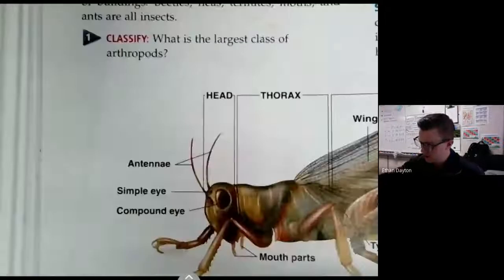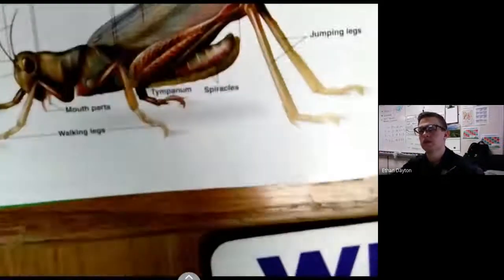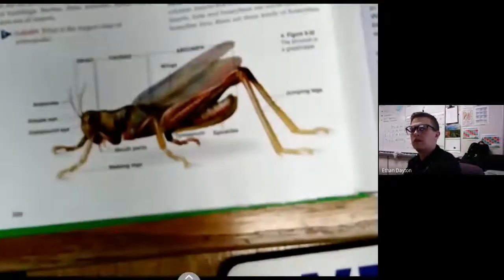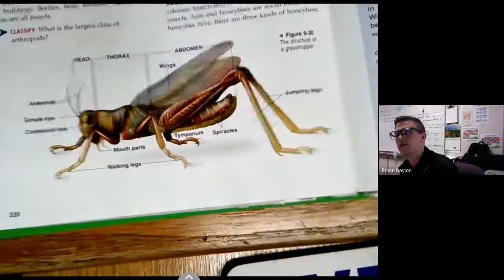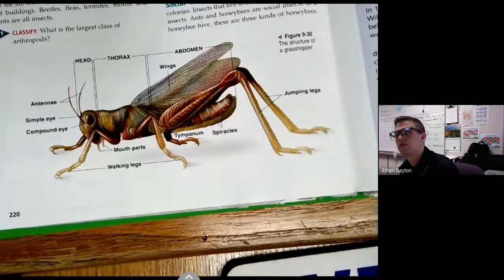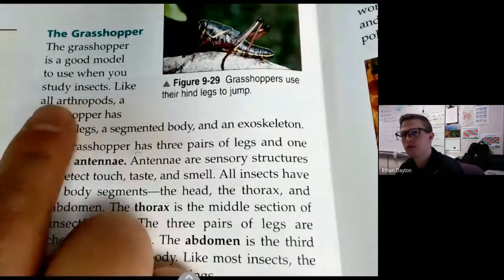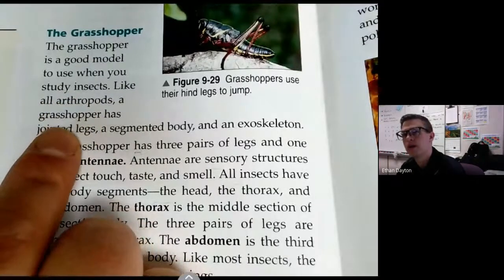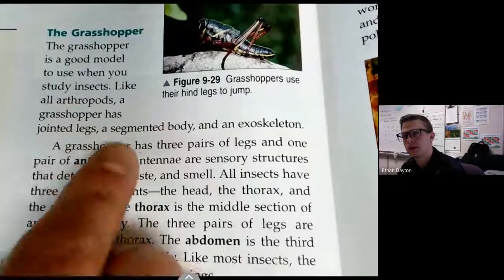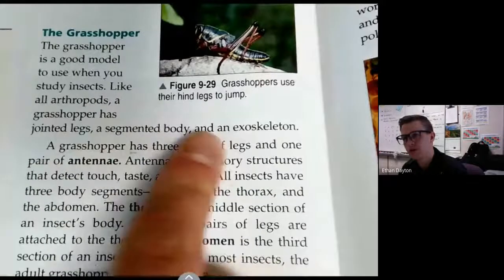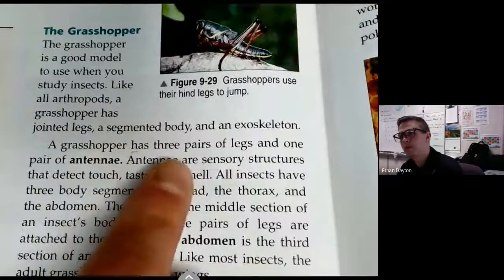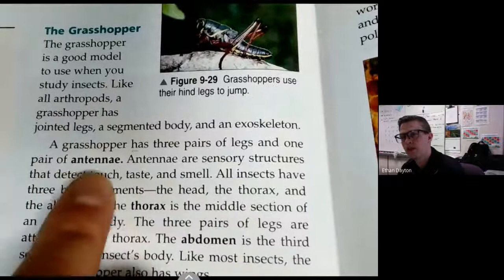Okay. There's a nice little diagram of a grasshopper. Then we go over to the grasshopper, which is one of the insects we'll be reading about. The grasshopper is a good model to use when you study insects. Like all arthropods, a grasshopper has jointed legs, a segmented body, and an exoskeleton. A grasshopper has 3 pairs of legs and 1 pair of antennae.